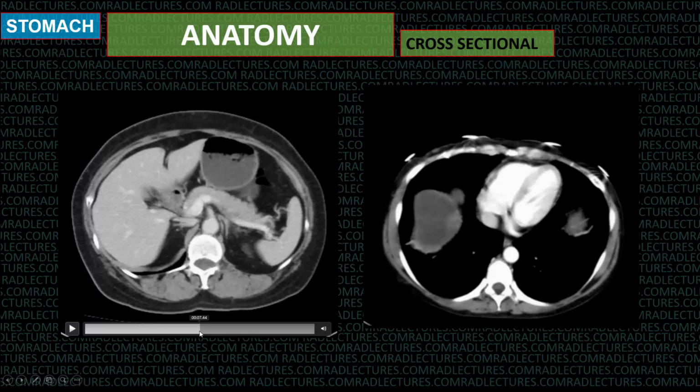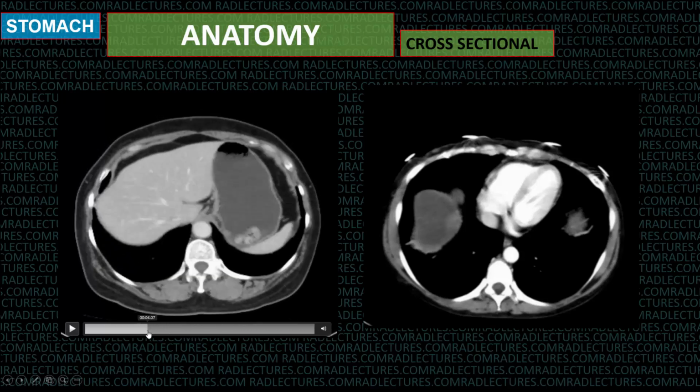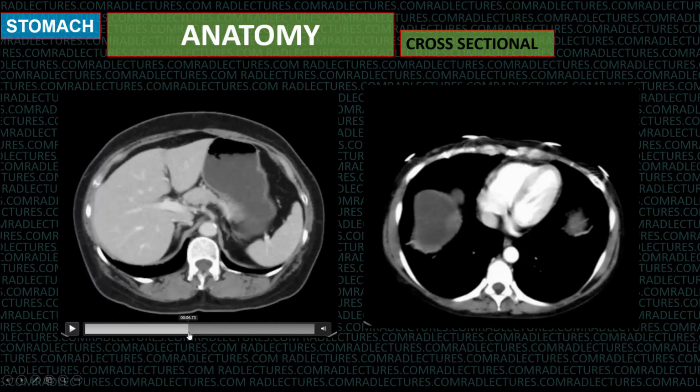The relationships of the stomach are well seen on CT. So the fundus is related to the spleen, but also importantly, it is related to the left adrenal gland. This is an important thing to remember, because when there is a diverticulum arising from the fundus, it can be mistaken for an adrenal mass of the left adrenal gland.